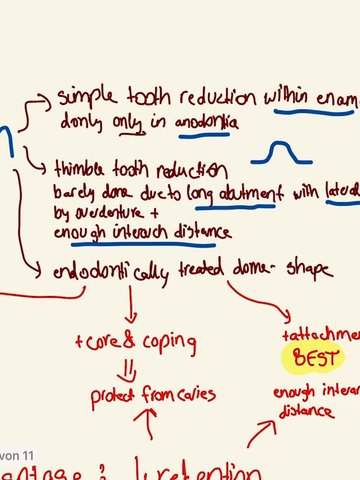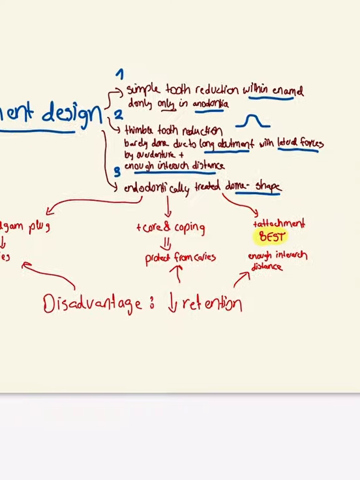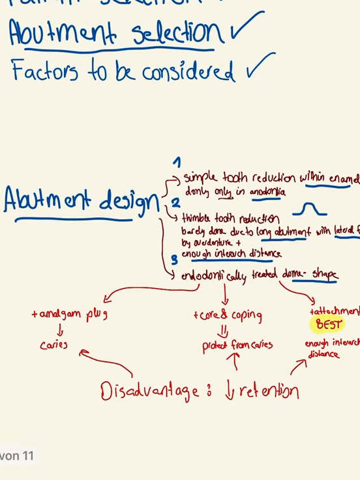The third type: abutments which are endodontically treated with a dome shape on them. We have here three types. We have an endodontically treated tooth with an amalgam plug on it, but this leads to caries. Or we have an endodontically treated tooth with core and coping, which can protect the tooth from caries. Or we have an attachment on it, which is the best because we have enough interarch distance. But all these three lead to decreased retention.